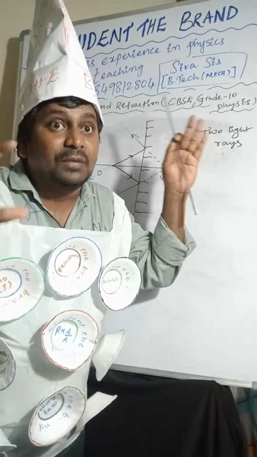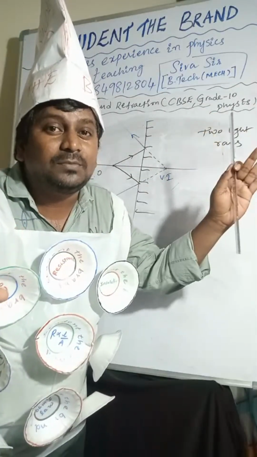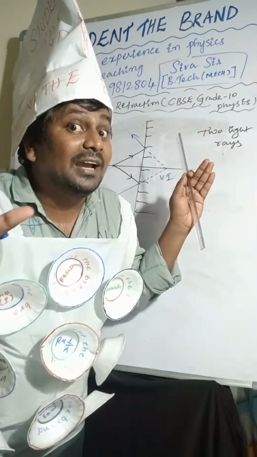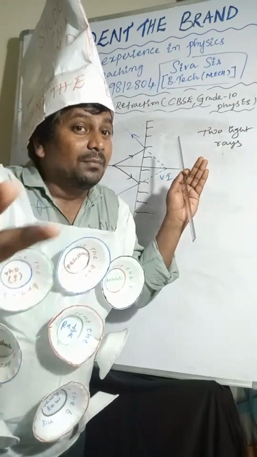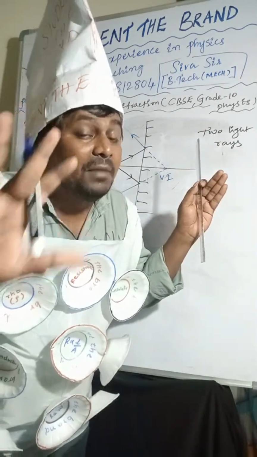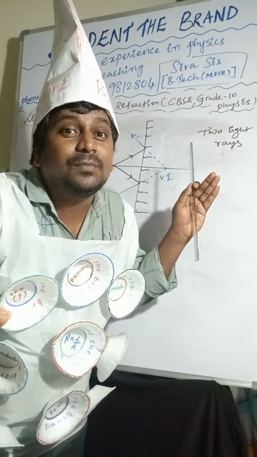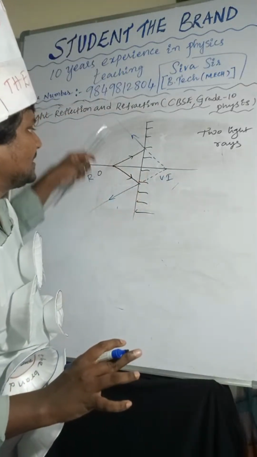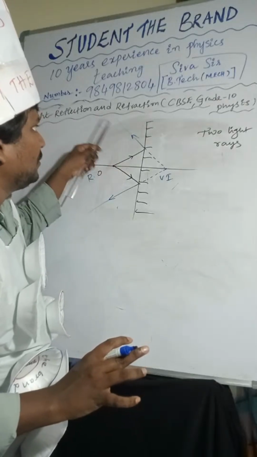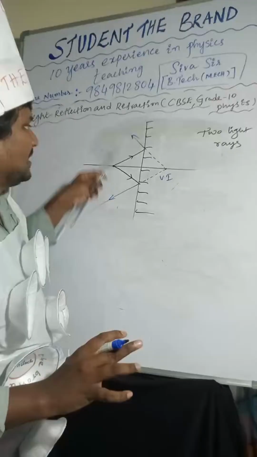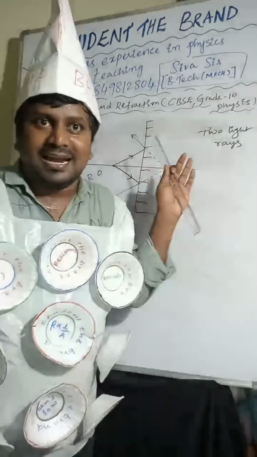The minimum number of light rays required to form the image of the object is 2. How many light rays are required to form the image of the object? Minimum 2 light rays. So I am taking 2 light rays here. After incidence, those light rays are reflected back.